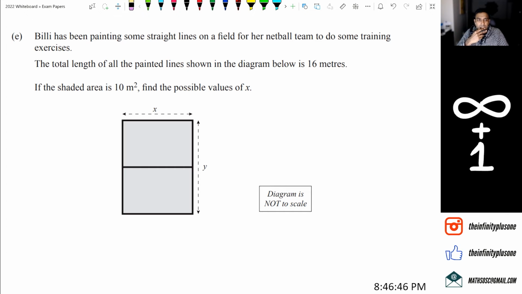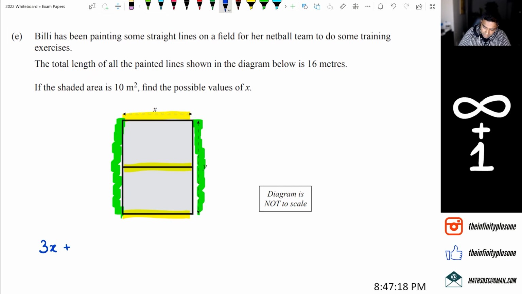Okay, so with question E, what we have here is painting some straight lines, total length. So this is one line, that's 1x, then 2x, 3x, and this right here is y, and this right here is also y. The total length she has for painting these five colored lines is 16. So we've got our first equation, which is 3x plus 2y is equal to 16. All right, so that's the first one.